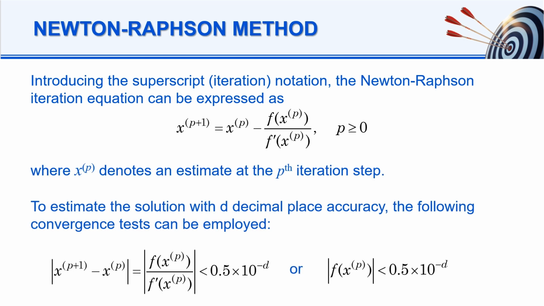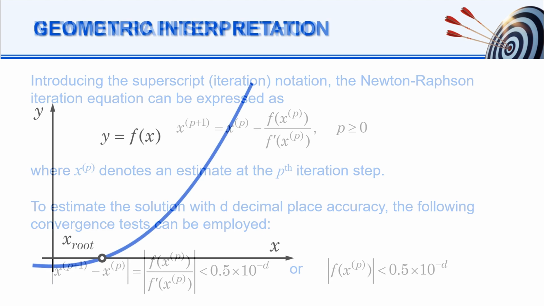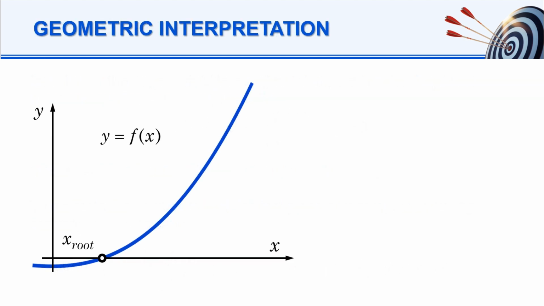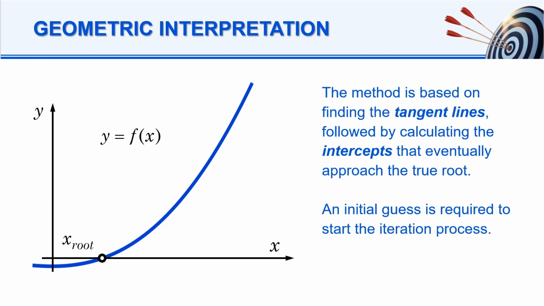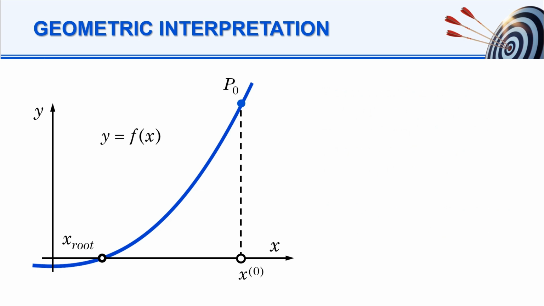To estimate the solution with d decimal place accuracy, the following convergence tests can be employed. The method is based on finding the tangent lines, followed by calculating the intercepts that eventually approach the true root. An initial guess is required to start the iteration process, which is often chosen based on an estimate of where the root of the function might be. We label the initial guess as x0, and then we find the point of vertical projection on the curve, which we will denote by p0.